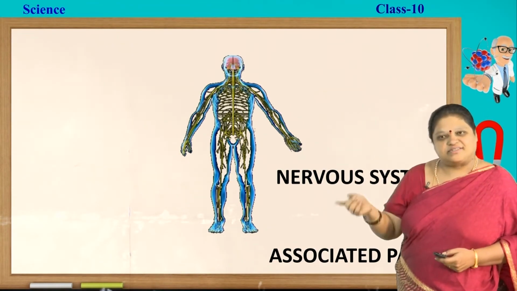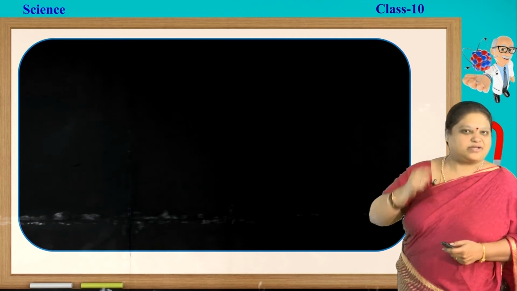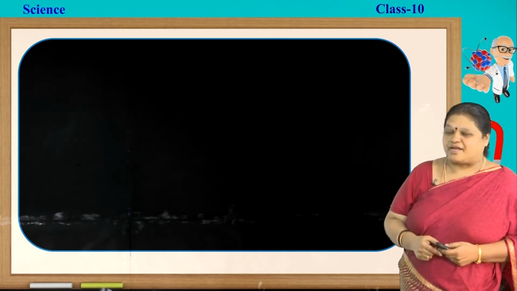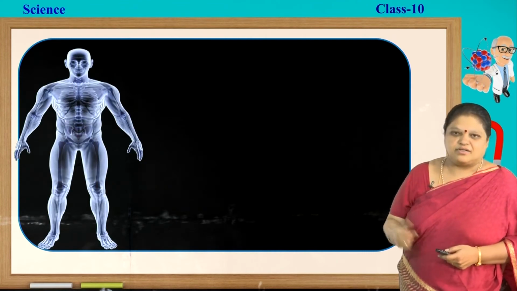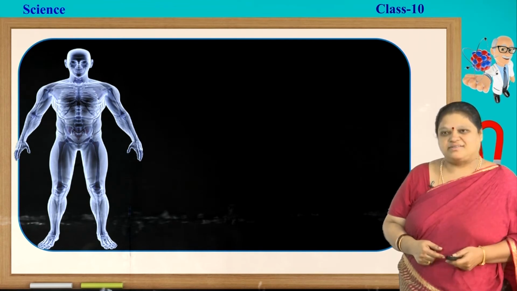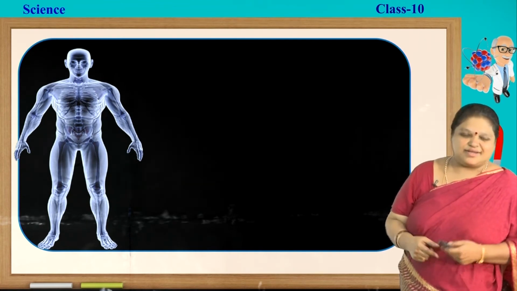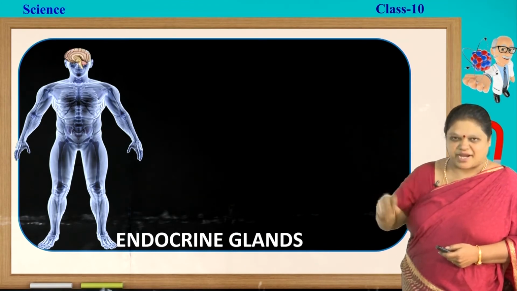Now, we will study the nervous system and other parts in later sessions. Today we will study the endocrine glands. First, let me tell you where they are, then I will tell you what they are. If you look at a human body, there are several parts which we consider endocrine glands. The first one we will see is near the brain.